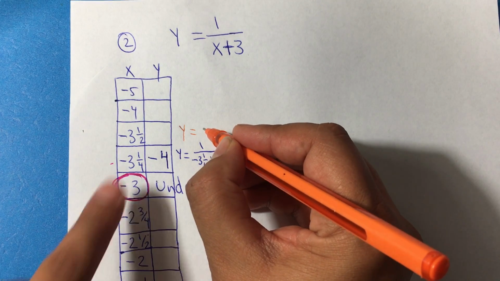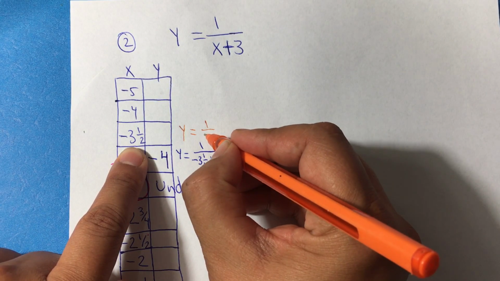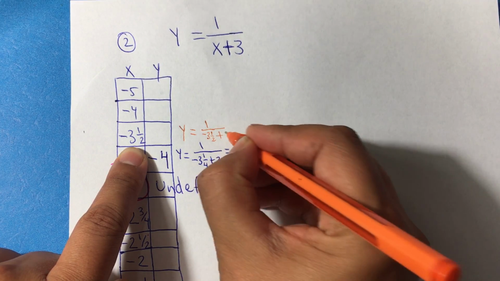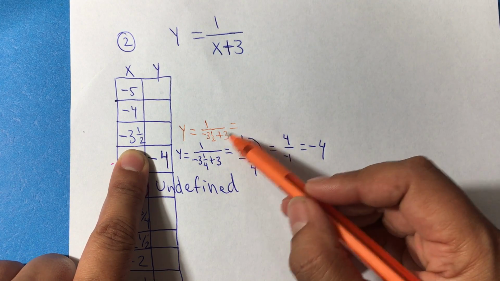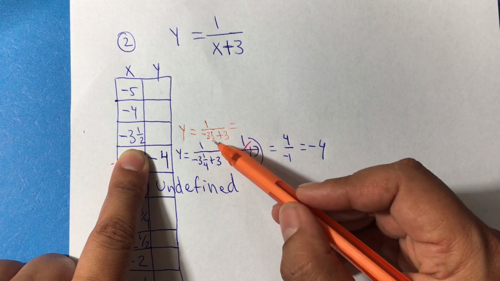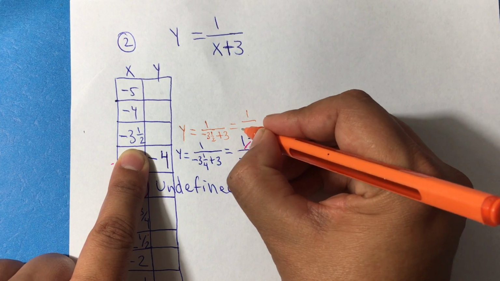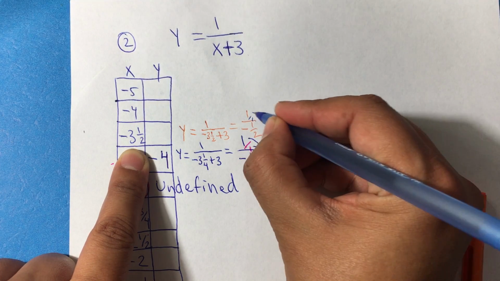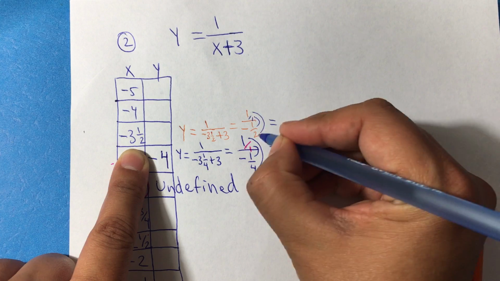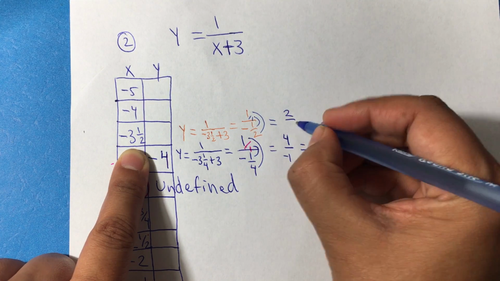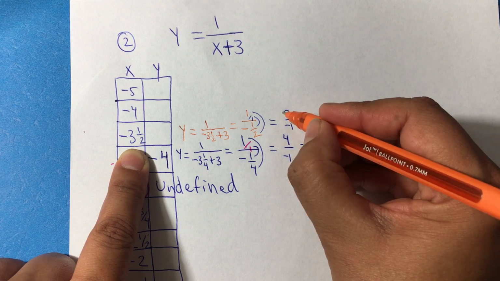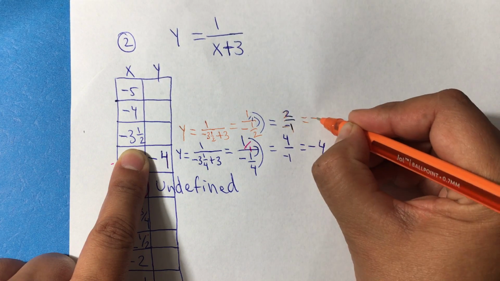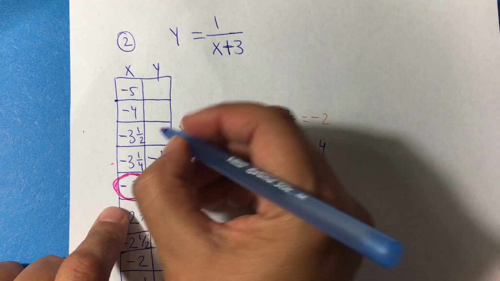Y equals, again, I'm going to put 1 divided by -3.5 plus 3. The -3 and the +3 cancel, so I only end up with -1/2 in the denominator. I put it over 1 and multiply. 1 times 2 is 2. 1 times -1 is -1. Don't forget the sign. Okay, so 2 divided by -1 equals -2. Okay, so I have that other value.